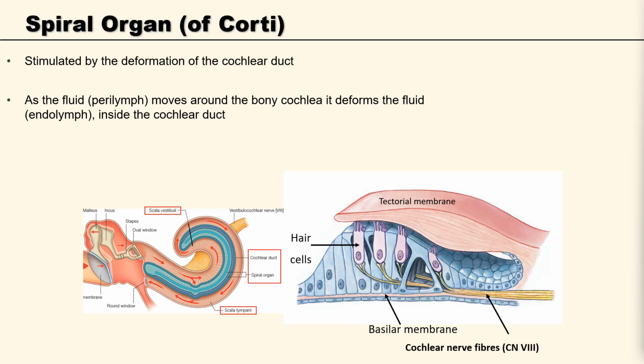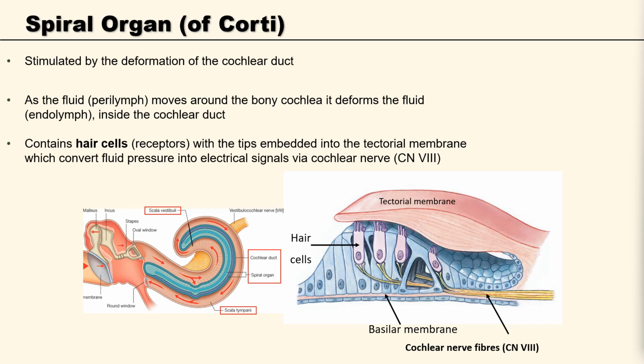When this happens, the hair cells from the spiral organ of Corti are embedded into the tectorial membrane, which causes a transmission of signals from the tectorial membrane to the hair cells. This triggers an electrochemical transmission to the fibres of the cochlear nerve, which are conveyed to the brain.